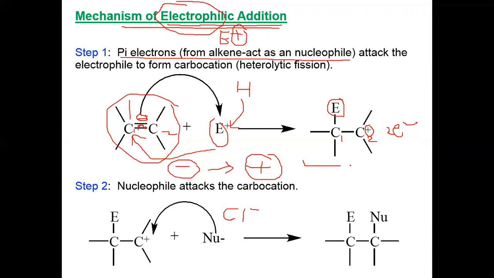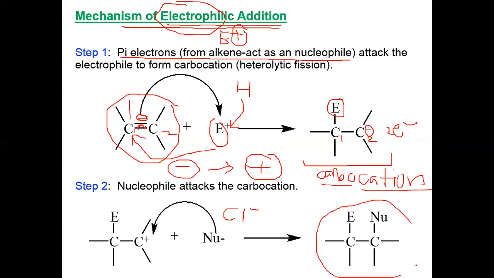Okay, sorry. This is what we call a carbocation. Carbo is a carbon, short form of carbon. Cation is a positive charge. So your nucleophile will attack your carbocation. So this is your final product of your reaction.